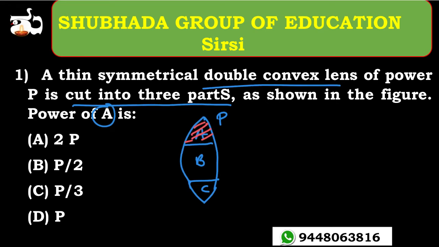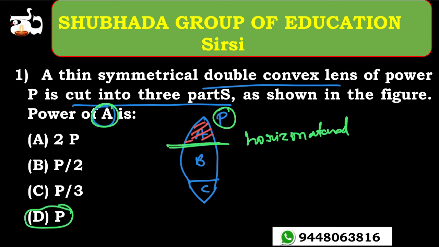Please try to repeat. It has been cut in the horizontal direction, right? Since it has been cut in the horizontal direction, there should be no change in the power. That's the reason you get the same value of power as before. So P should be the right answer for this question. Option D is the right answer.